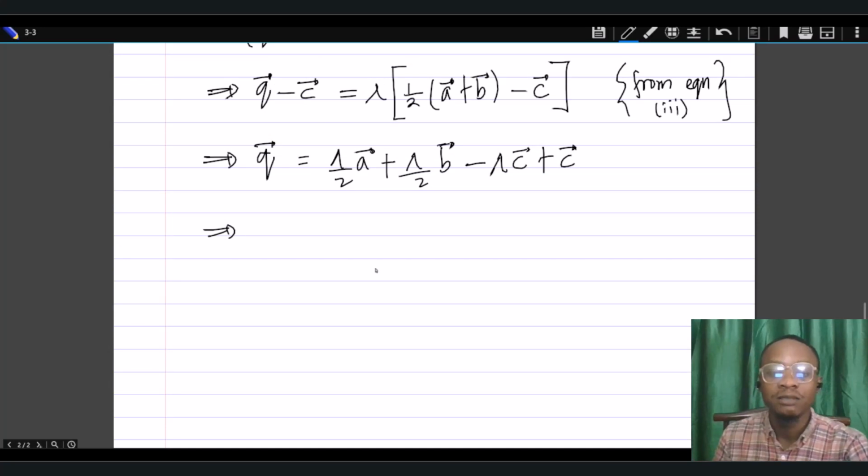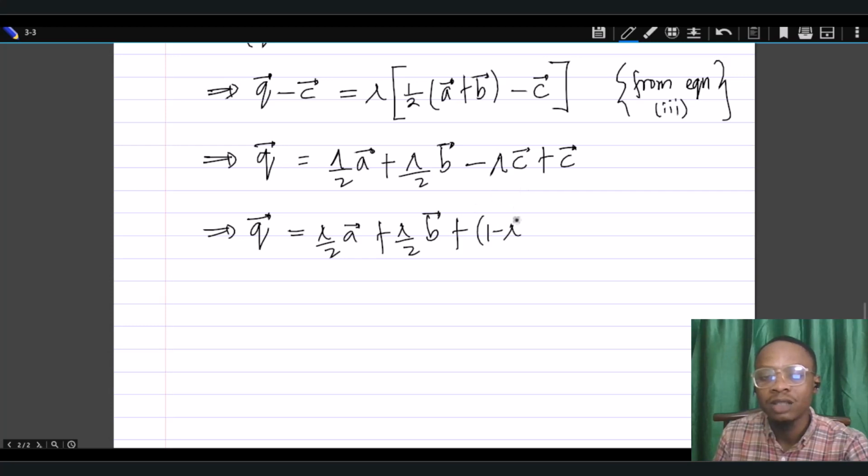Okay, and from here, we can simplify this even further to say that Q equals lambda over 2 A plus lambda over 2 B. Then for C, if we factor out C here, this will be plus 1 minus lambda multiplying C. So that is the relation between Q and the position vectors of A, B, and C. But we don't know what lambda is. So we'll come back to deal with that. Let's leave it at that. So let's say this is equation 4.